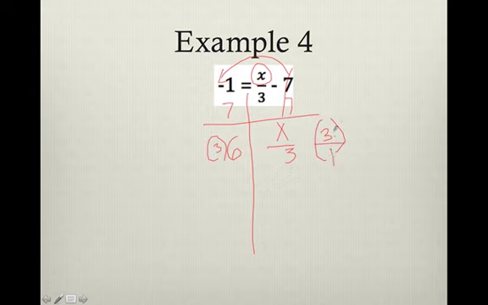Here, this is like having 3 on top, 3 on bottom. 3 divided by 3 is 1. This is 1x. This gives me 18. Plug it back in. Is 18 divided by 3 minus 7, enter, is that negative 1?